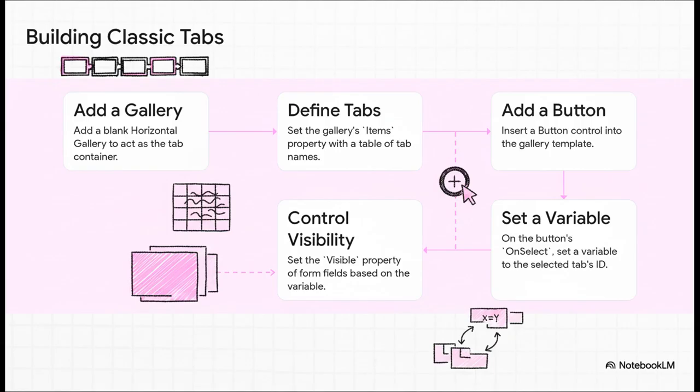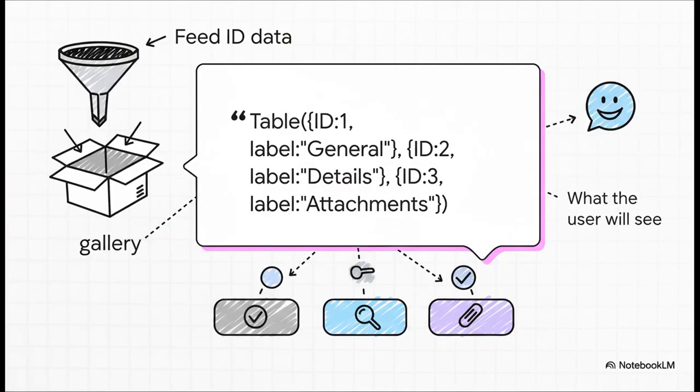And then the last two steps, well, that's the secret sauce. We use a variable to remember which tab was clicked, and then we tell our form fields when to show up. Let's look at the code that makes it all happen. First things first, our gallery needs to know what tabs to show. We do that with this simple table function. Don't let the code fool you, just think of it like we're creating a tiny little spreadsheet right inside our app. Each row has a unique ID, that's going to be the key to all our logic, and a label, which is just the text the user will see on the tab.